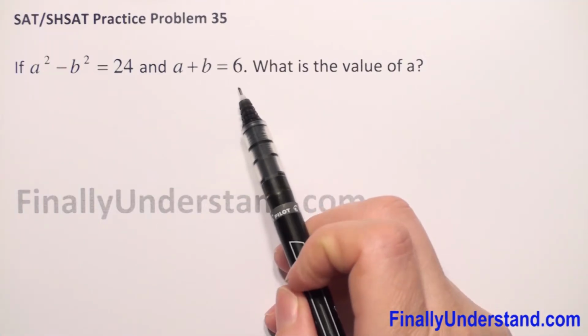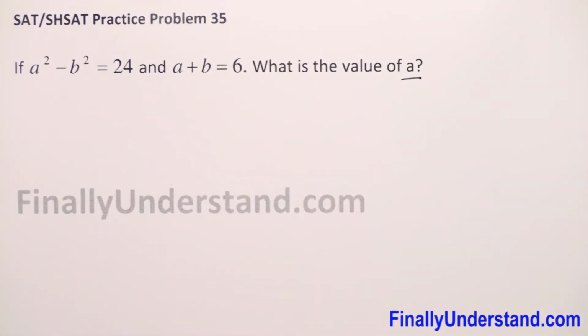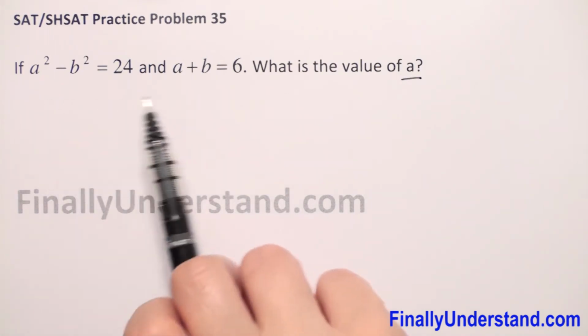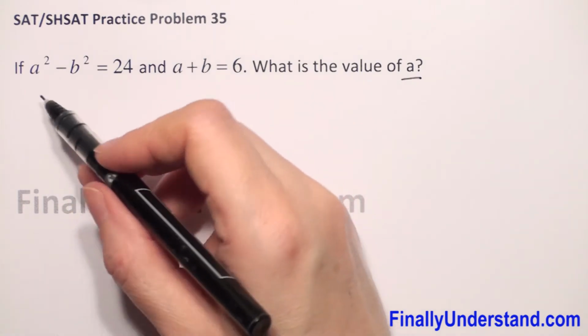If a squared minus b squared is equal to 24 and a plus b is equal to 6, what is the value of a? We need to find that. So we have two equations and two unknowns, so we can do this, of course. Let me copy the first equation.